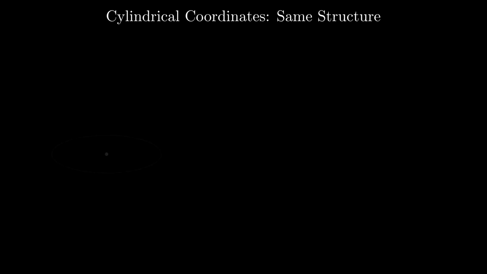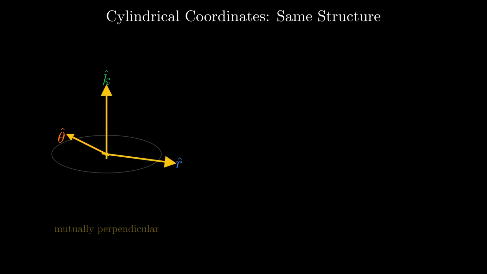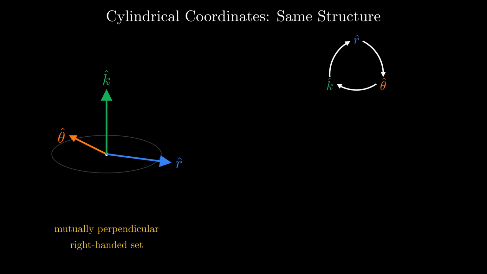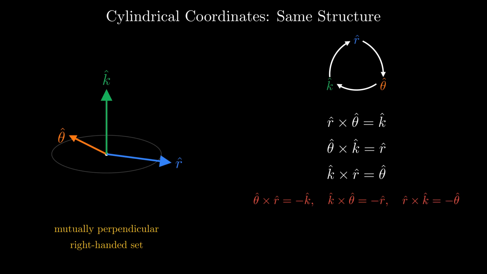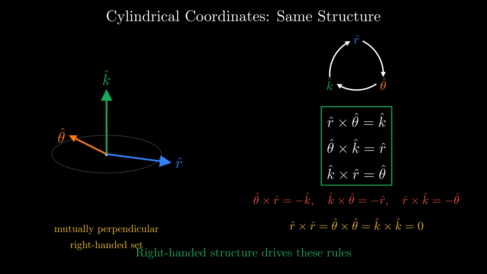The same structure holds in cylindrical coordinates. r hat points radially outward in the plane, theta hat points tangentially, and k hat points perpendicular to the plane. These 3 are mutually at right angles and form a right-handed set, so their cross products follow the same cycle. r hat cross theta hat equals k hat, theta hat cross k hat equals r hat, and k hat cross r hat equals theta hat. Reverse any pair and the sign flips. Each unit vector crossed with itself gives 0. The right-handed structure, not the specific coordinate system, drives these rules.